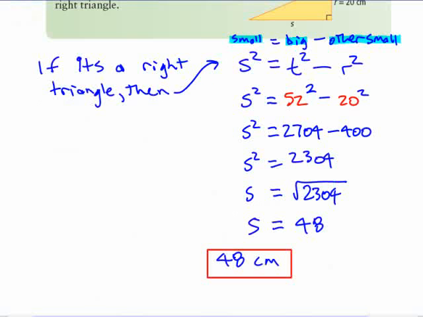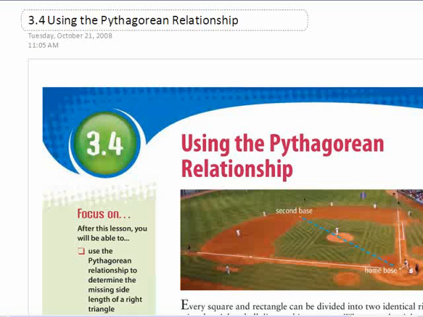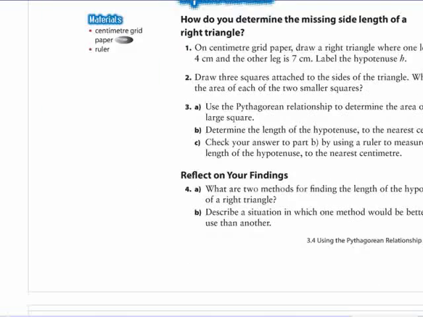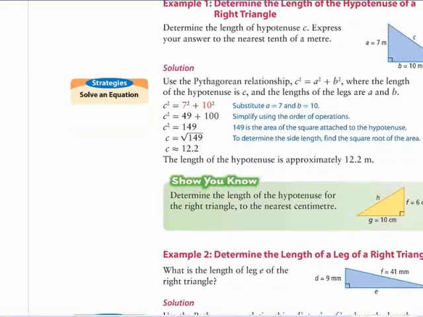We looked at finding some missing sides. Whoa. What happened here? Oh, I don't know what happened here. Something very strange has happened there. Anyways, we looked at finding missing sides. Okay, we went through and looked at finding some missing sides here.